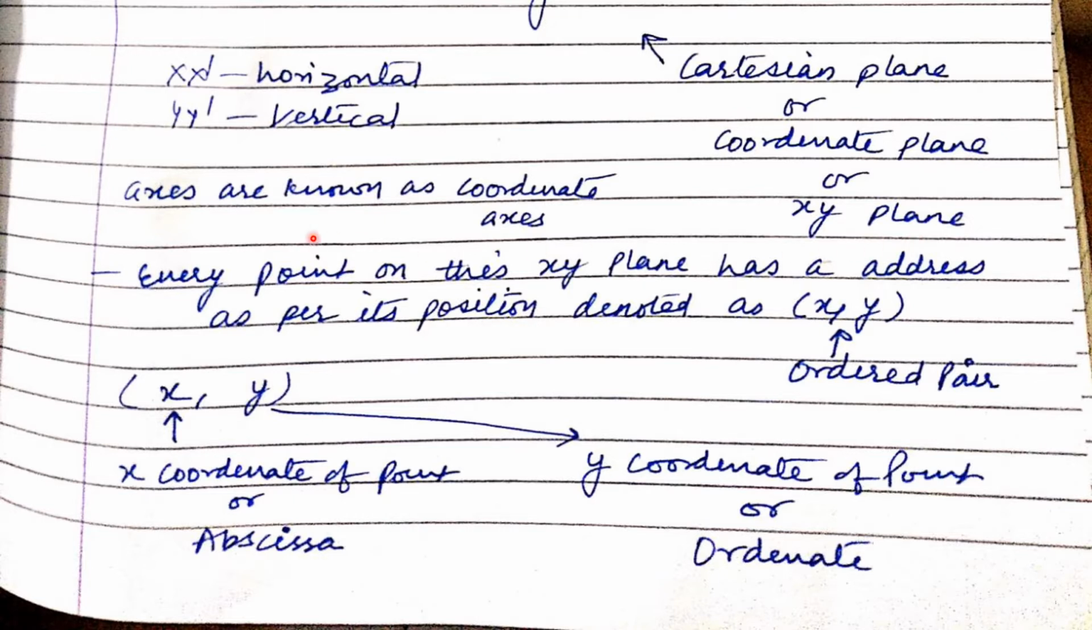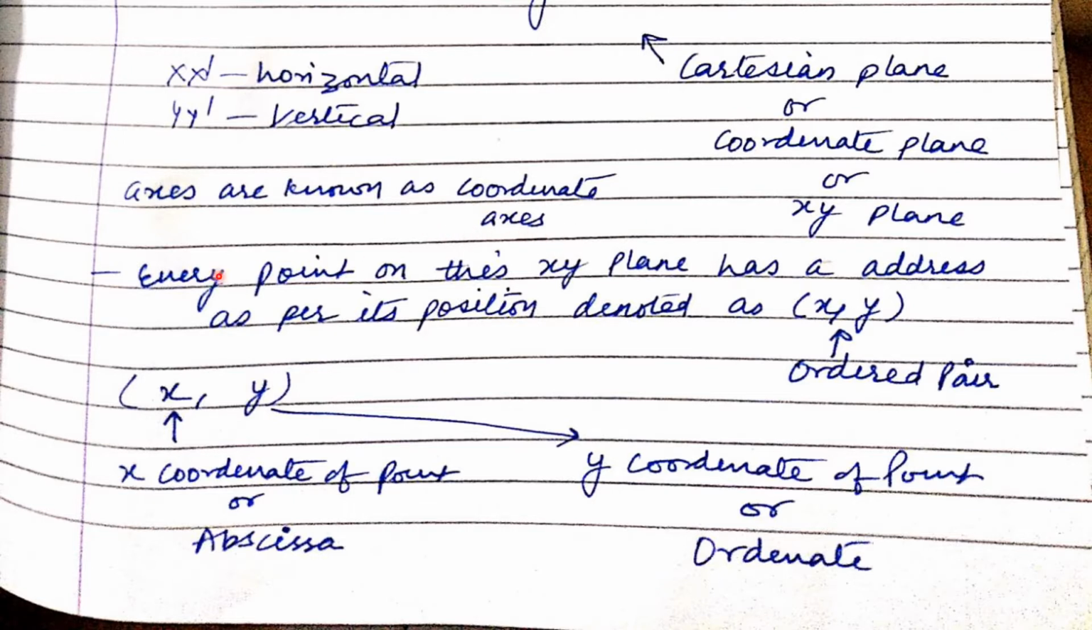Nothing much. Okay, what do you mean by axis? This is AXES. Axis means a single axis. Axes means more than one axis. So in this case we call them axes. So axes are known as coordinate axes because they contain both the x and y axis.